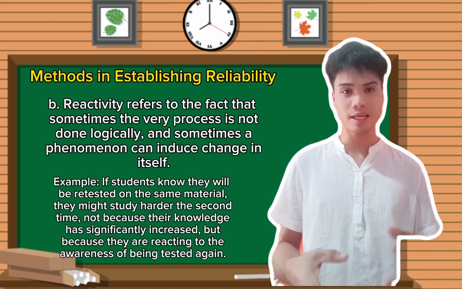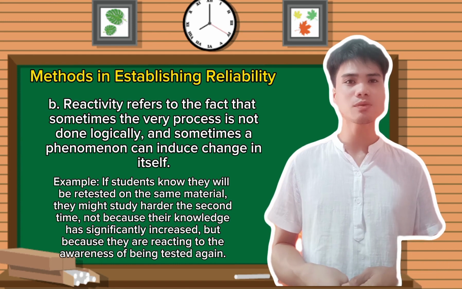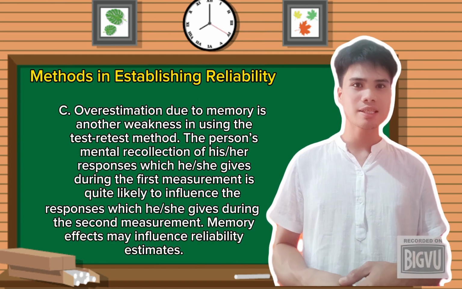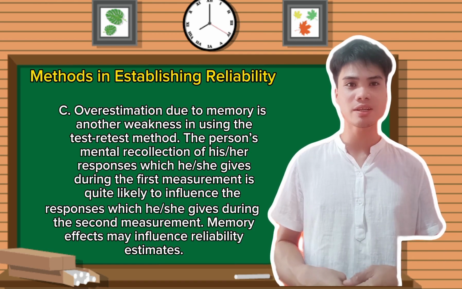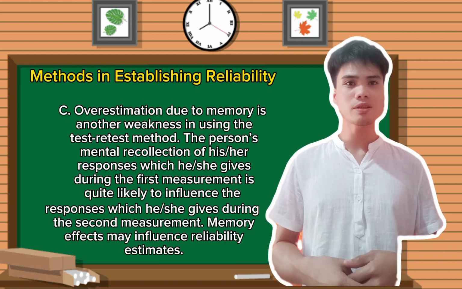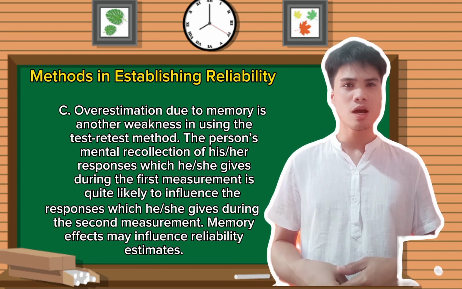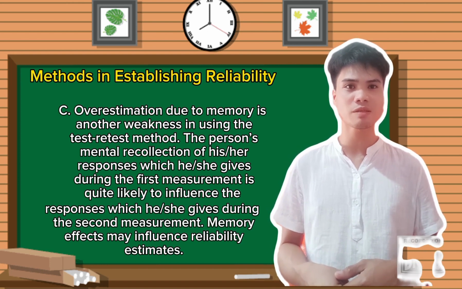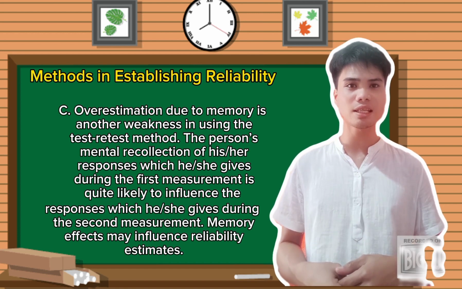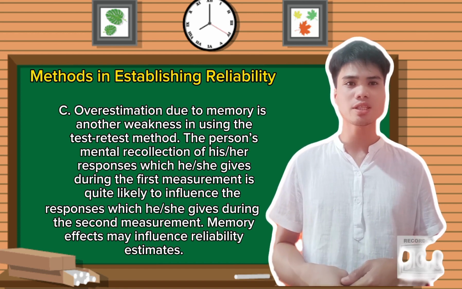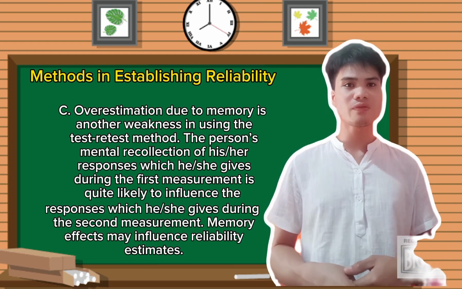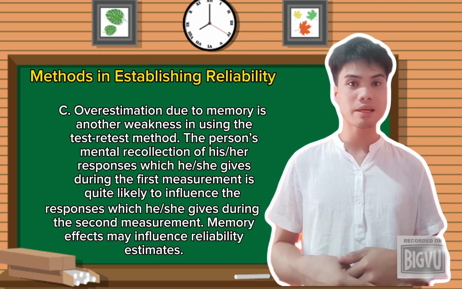The last weakness is the overestimation due to memory, another weakness in using the test-retest method. The person's mental recollection of his or her response, which he or she gives during the first measurement, is quite likely to influence the responses which he or she gives during the second measurement. Memory effects may influence reliability estimates.